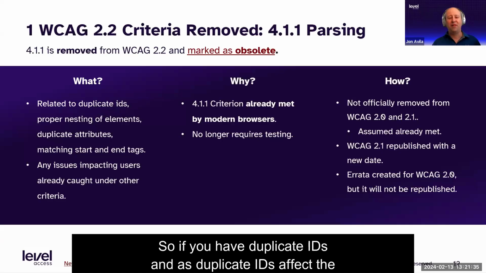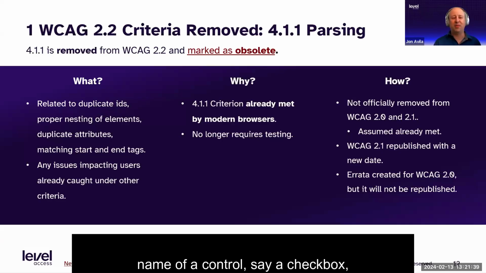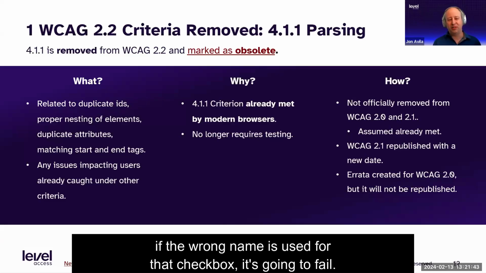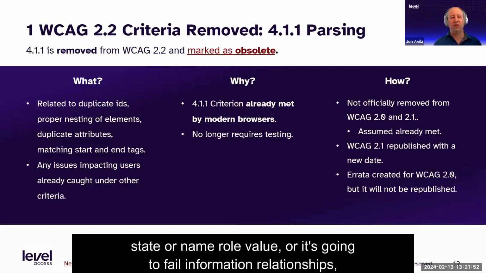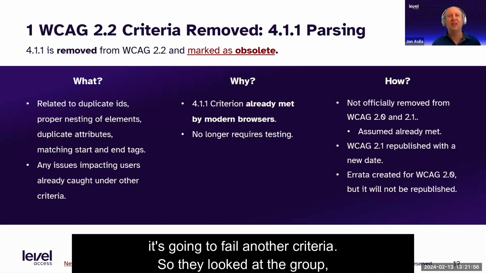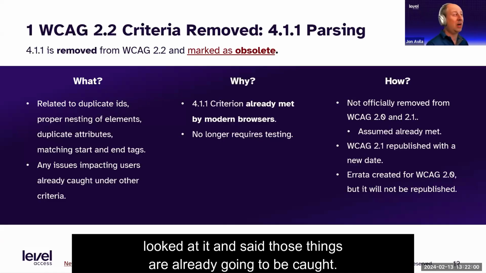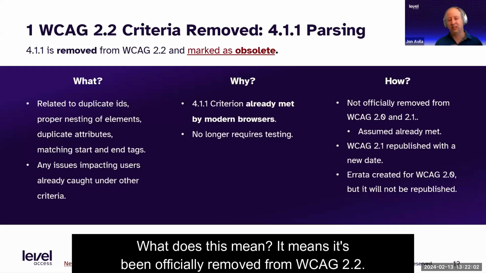So if you have duplicate IDs and those duplicate IDs affect the name of a control, say a checkbox, if the wrong name is used for that checkbox, it's going to fail one of the other criteria already related to name, role, state, or name, role, value, or it's going to fail info and relationships. It's going to fail another criteria. So the group looked at it and said, those things are already going to be caught. So what does this mean? It means it's been officially removed from WCAG 2.2.